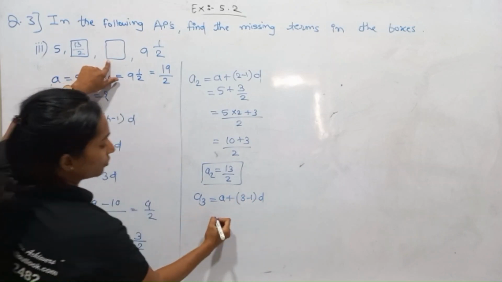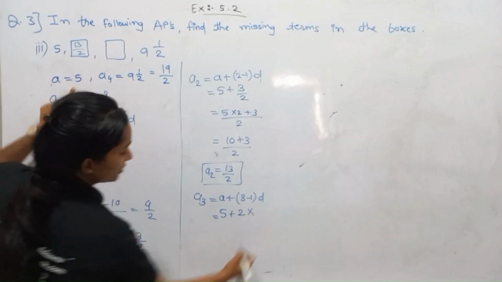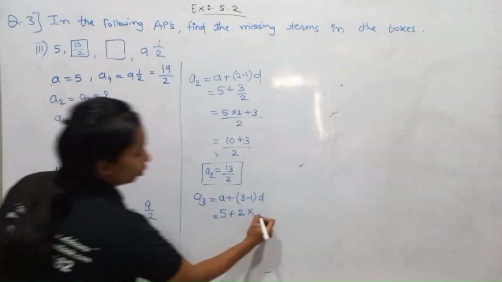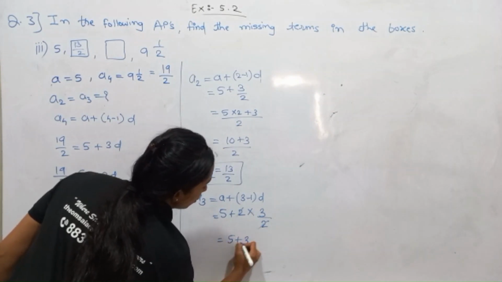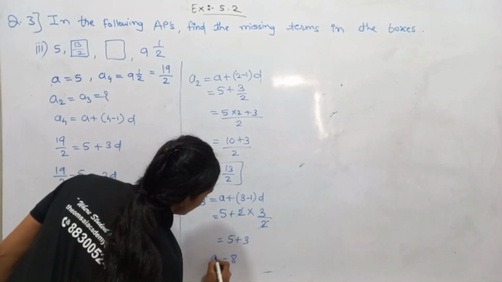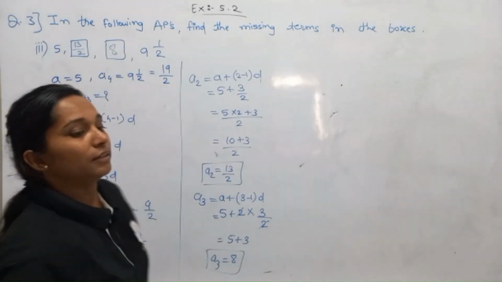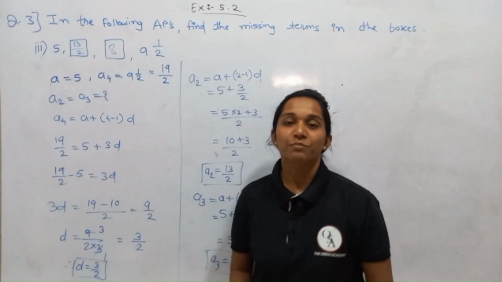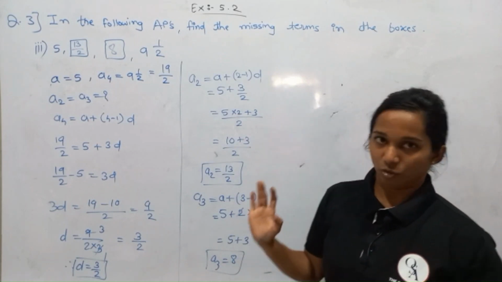a3 I have to find out. a is 5 plus 2 into the common difference, which is 3 by 2. The 2s get cancelled, so I got 5 plus 3, 8. So this is how I got term 3 as 8. Got it, students? So we will solve question number 4.